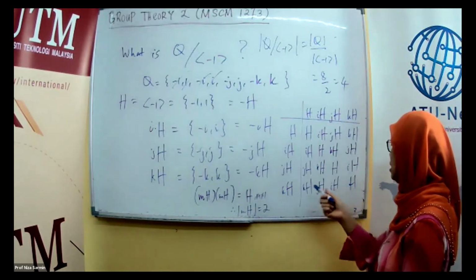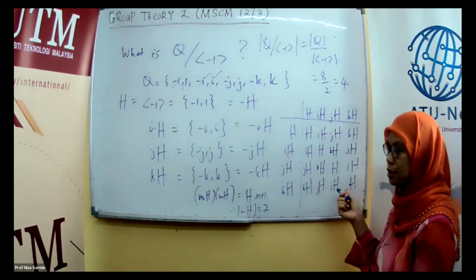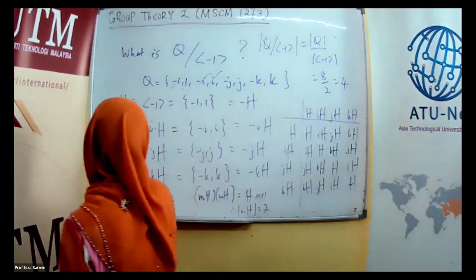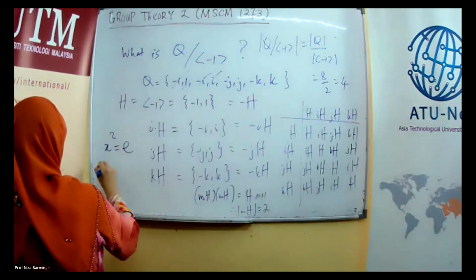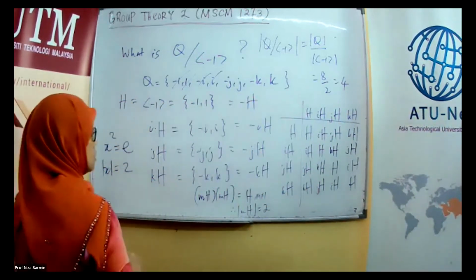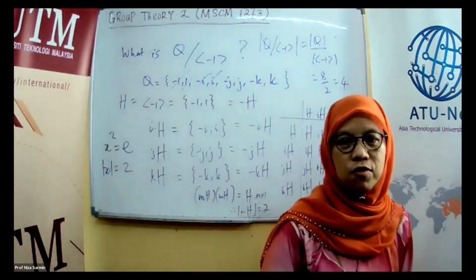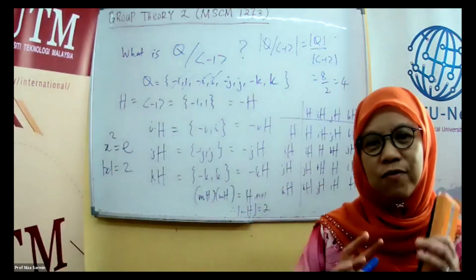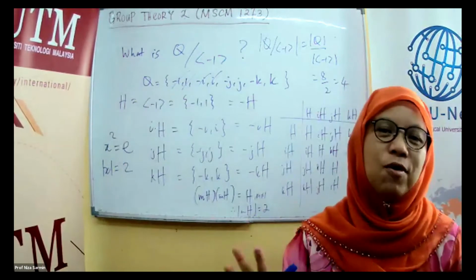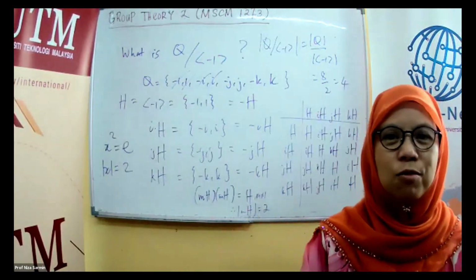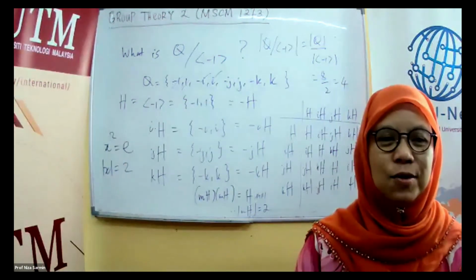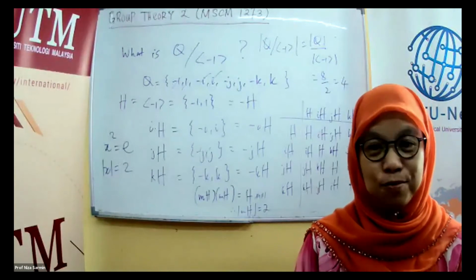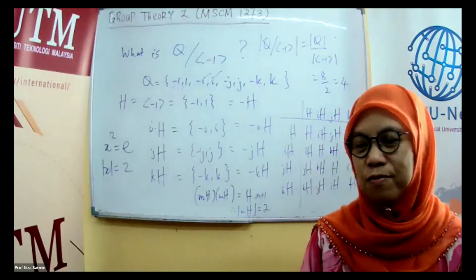KH times KH is H. So this is like saying X squared is E. The order of X is 2, except for the identity of order 1. So we have a group of order 4, which is isomorphic to what? Klein 4 group. Klein 4 group.